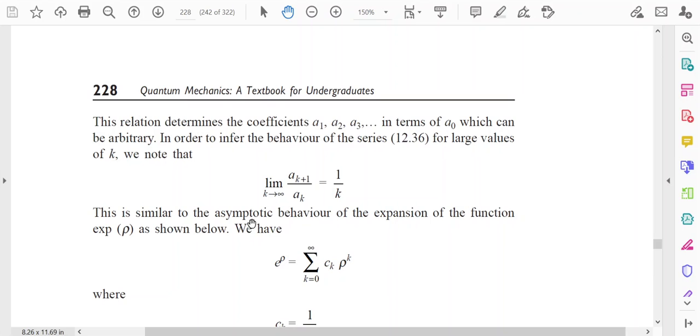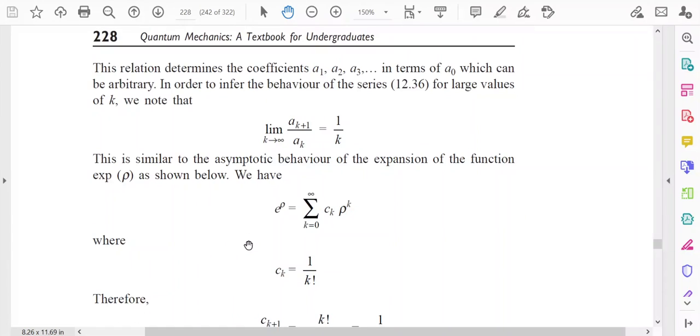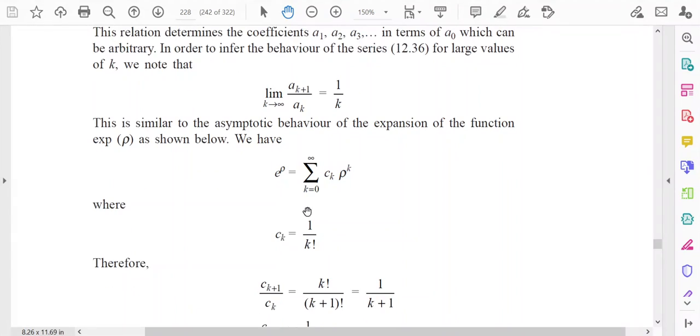This is similar to the asymptotic behavior of the expansion of the function e to the power rho as shown below, because you see that e to the power rho is equal to the sum from k equal to 0 to infinity of ck multiplied by rho to the power k, where ck is equal to 1 by k factorial. That means any exponential series can be expressed in this format. This is the rule to expand an exponential series. We know that, we have already learned it in Taylor's theorem. So ck is equal to 1 by k factorial. So e to the power rho can be expanded like this.